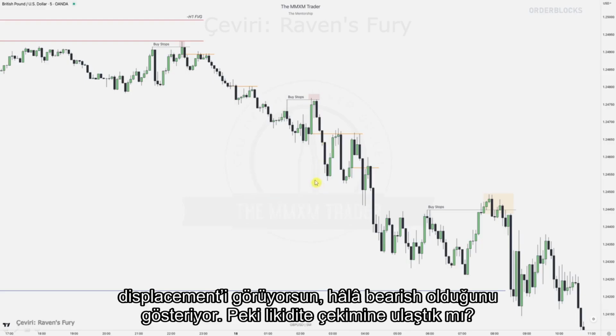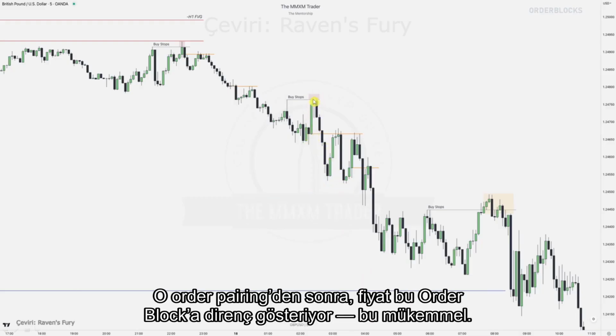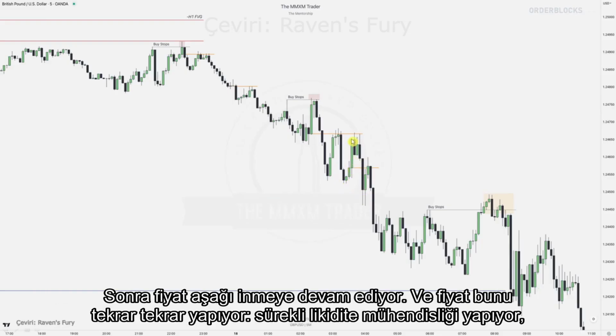Price breaks structure again. You see that displacement indicating it's still bearish. Did we hit that draw on liquidity yet? No, we did not, because it's down here, right? So price action keeps declining. We have this order block after that order pairing over here. Price resists this order block, which is perfect, coming down again, leaving these relative equal lows, right? Breaking down, leaving another order block over here, and then continuing price down.